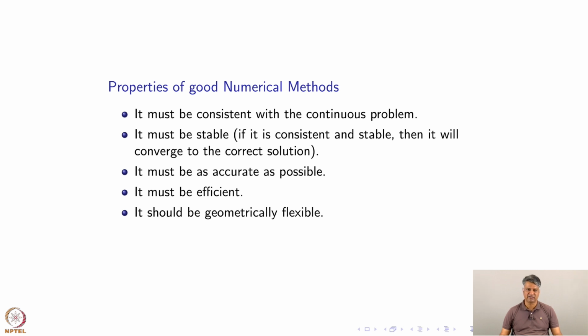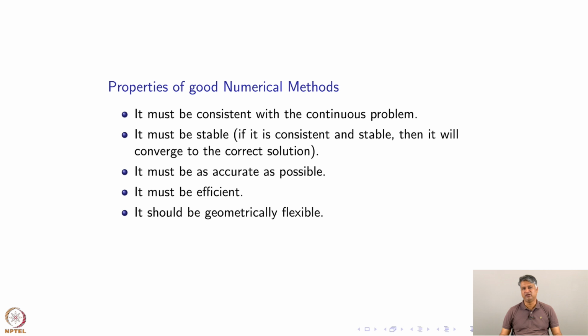And once I discretize them over this discrete set of points, I get a set of algebraic equations. Now, if the distance between these discrete points tends to 0, then in the limit of it tending to 0, the set of algebraic equations which I have created must recover the original partial differential equations. That is the meaning of the numerical method being consistent with the continuous problem. It also must be stable.